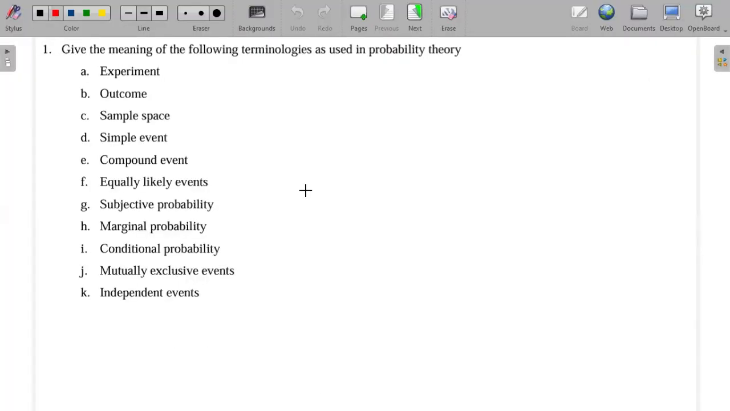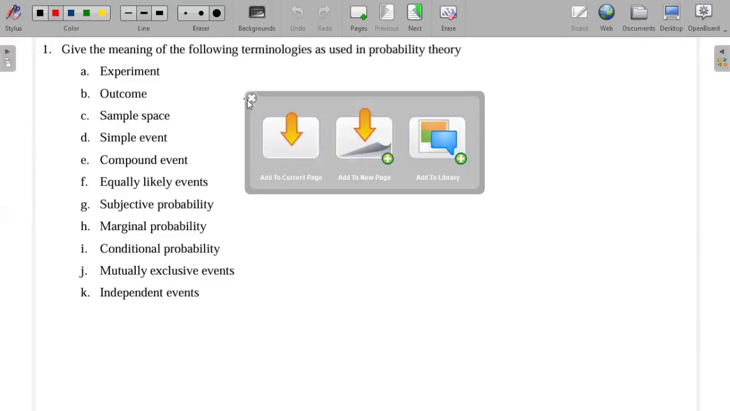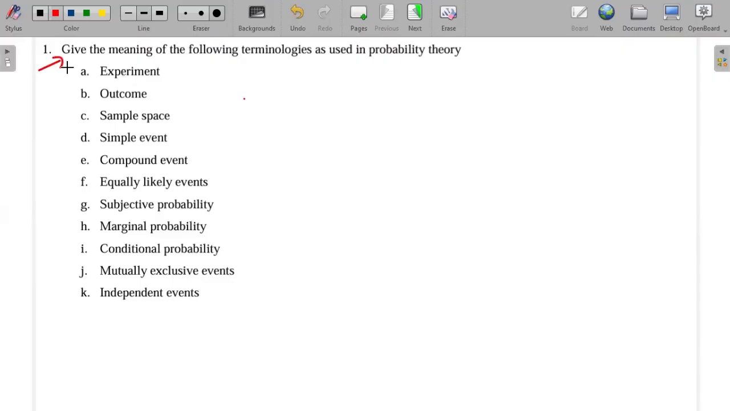All right, so we look at the first question here. They're saying, give the meaning of the following terminologies as used in probability theory.